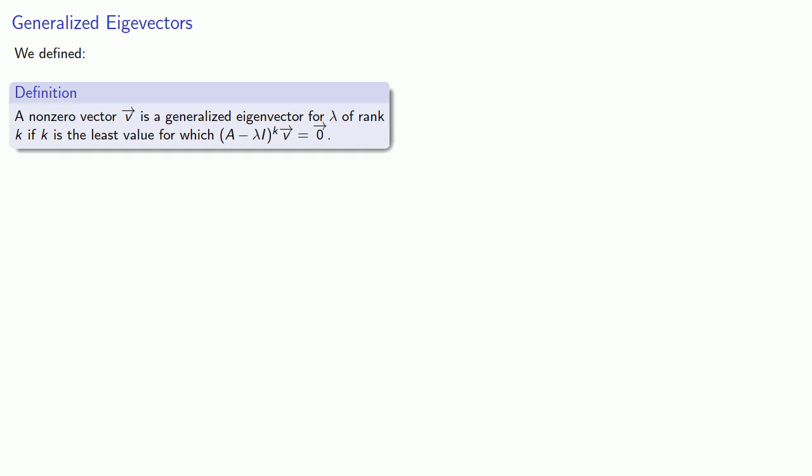So remember, we defined a non-zero vector v as a generalized eigenvector for lambda of rank k if k is the least value for which (A - λI)^k applied to v gives us the zero vector.